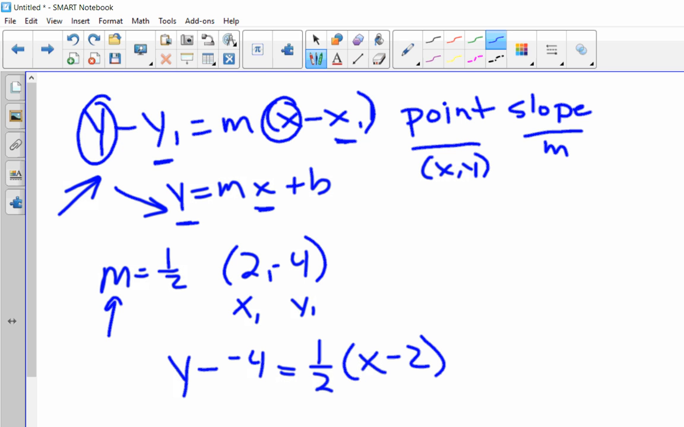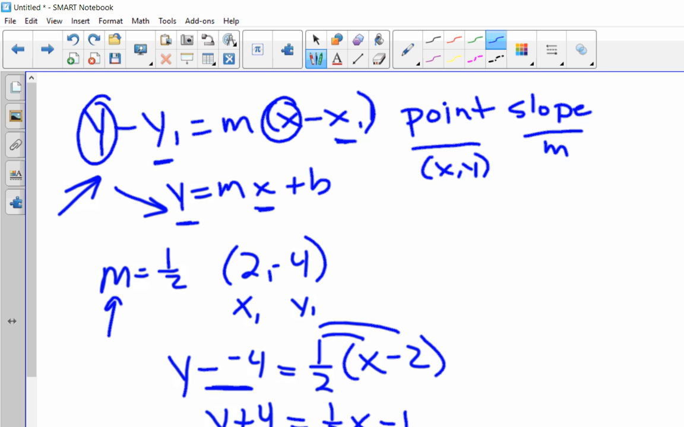So taking stuff and substituting in there and doing some math. Okay, first thing I have to be aware of is this first step. I got to change the sign here because I'm subtracting a negative. All right, so y plus 4, I have to distribute the slope in through the quantity that follows it. So 1/2 times x is 1/2 x, and 1/2 of -2 is -1.